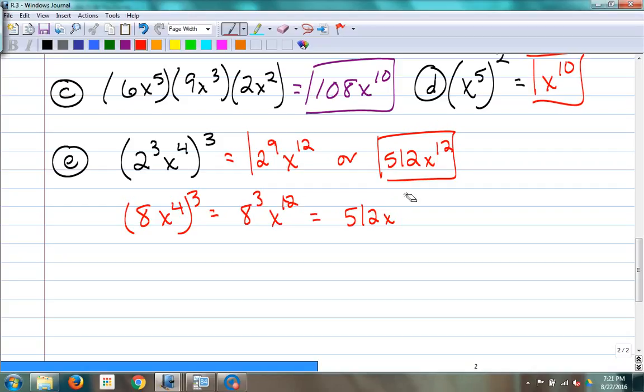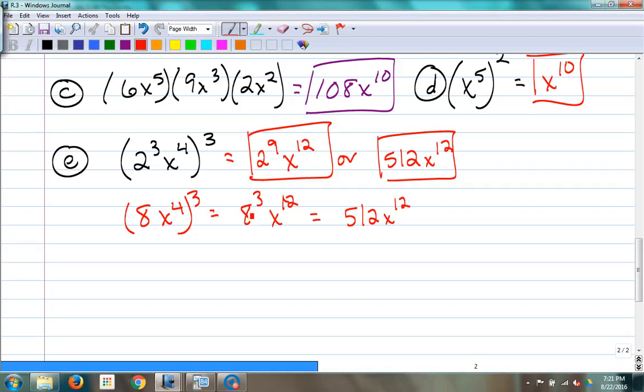It works the same way if you worked that out following order of operations by doing that 2 to the third power on the inside. 2 to the third power is 8. And if you cube 8, that's 512 as well. It's the same number. You're going to get the same final answer there.